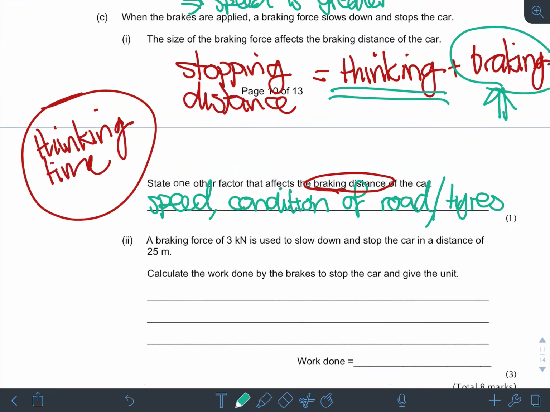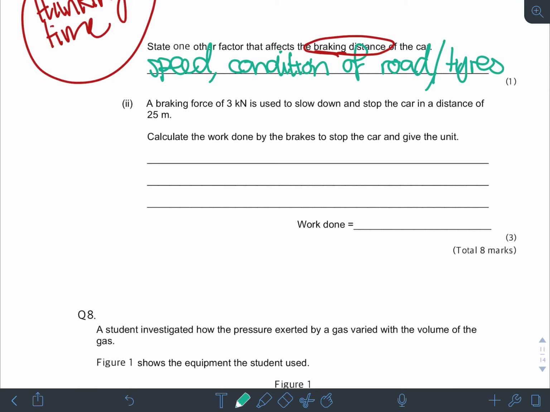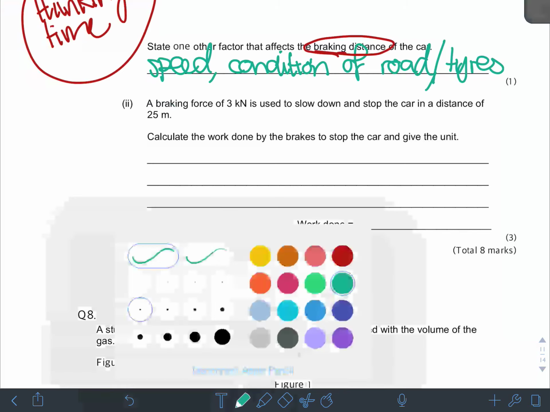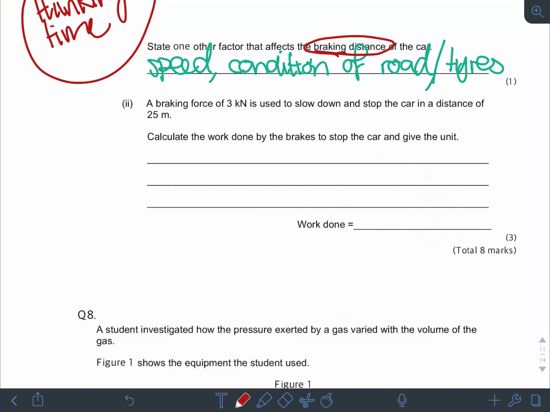Okay. A braking force of 3 kilonewtons is used to slow down and stop the car in a distance of 25 metres. Calculate the work done by the brakes to stop the car and give the unit. Okay, so work done is force times distance.